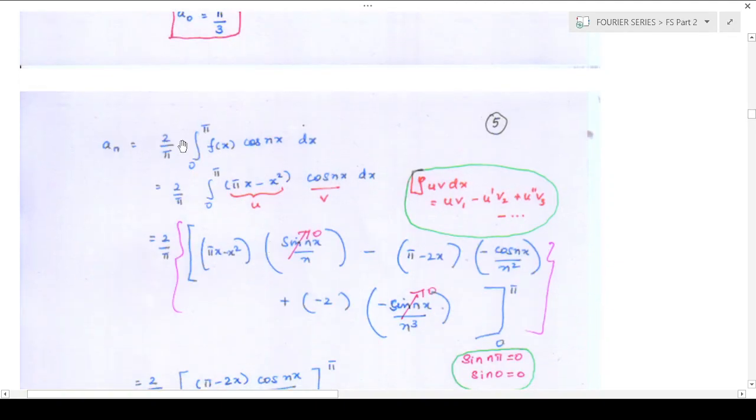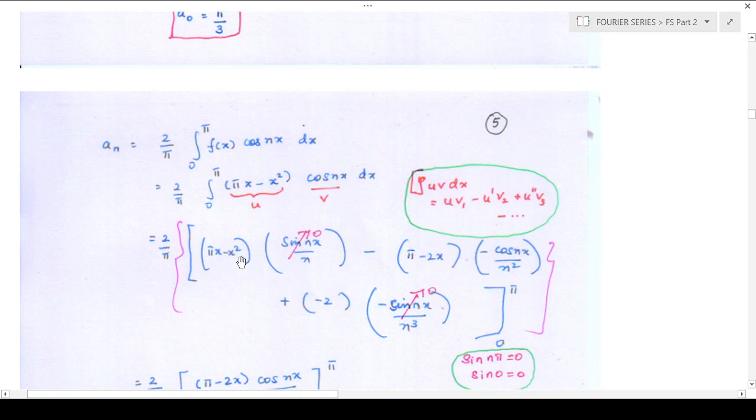Then a n is 2 by pi integral 0 to pi f of x cos nx dx. Substitute f of x to be pi x minus x square. Then integrate this, right? Like Bernoulli's integration by parts method, we are going to integrate it. So you have power 2, degree 2 it is. So you will be having 3 pairs of brackets with alternating plus or minus sign.